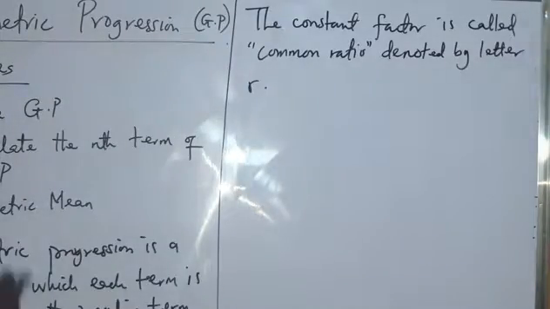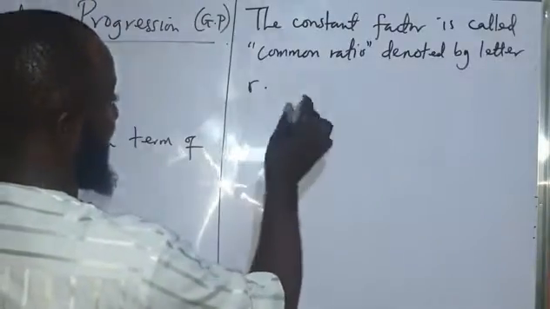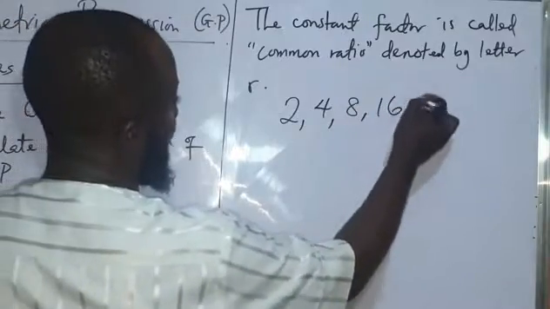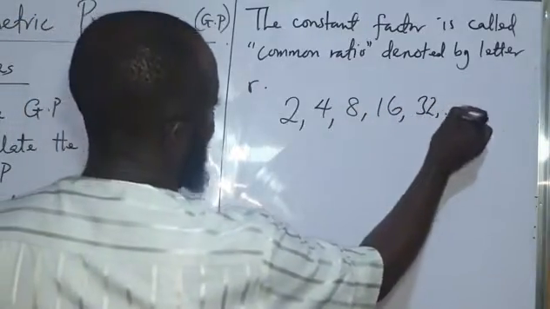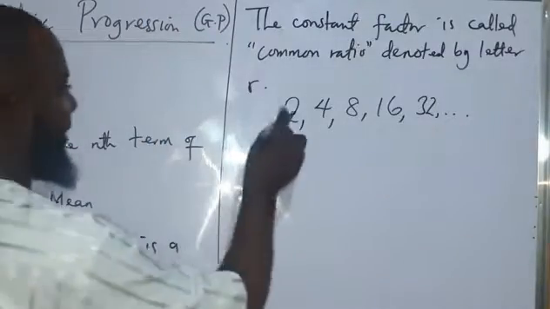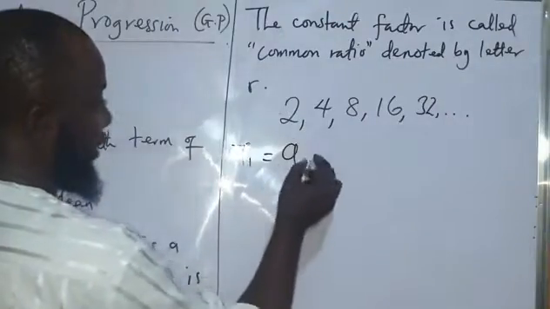So let's look at this and see how we can form the nth term. We've defined it, and now we want to find the nth term of a GP. So let's look at this example we have. I'll use that same example that I used the other time: 2, 4, 8, 16, 32, and so on and so forth. Now, the first term, which is referred to as A, is 2.